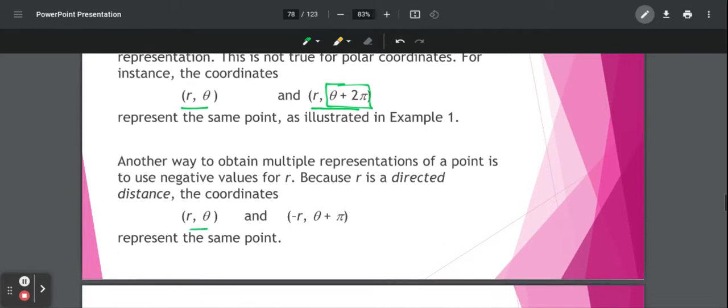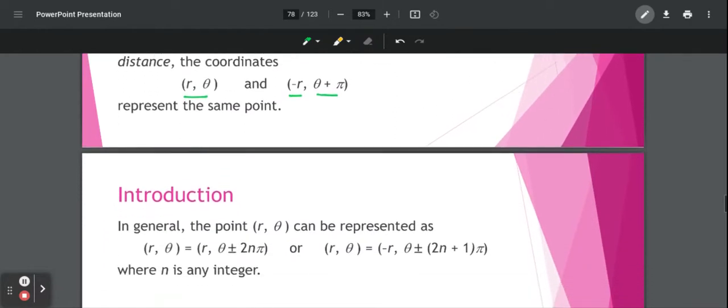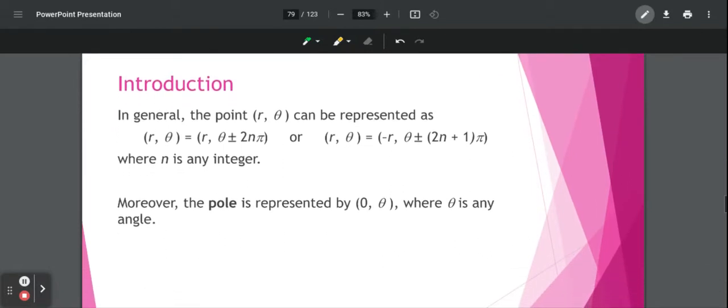Same thing if you had r, theta. If we did negative r, so instead of going positive 2 we went negative 2, and then we did theta plus pi, we would still end up at the same point. So you just have all these different representations of how to get to a point. And the pole, anytime your r is 0, you'll just be at the origin, or the pole, of that polar coordinate system.